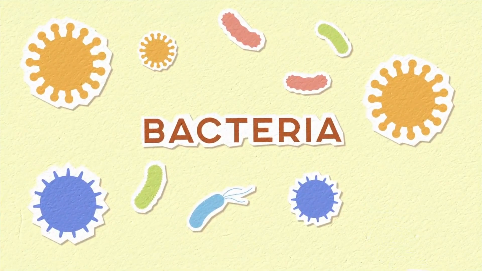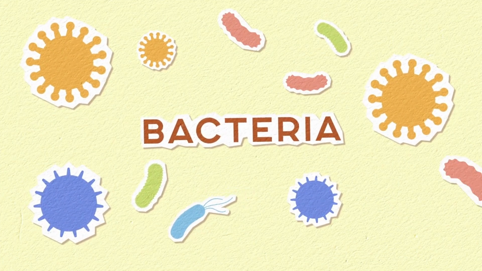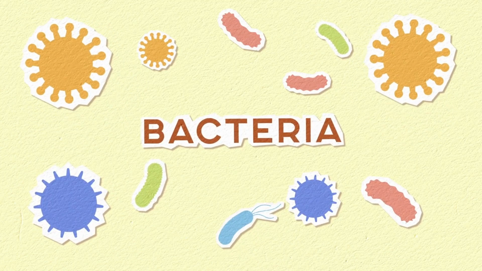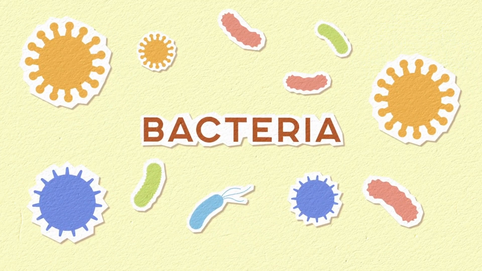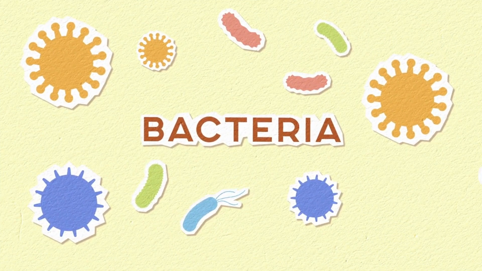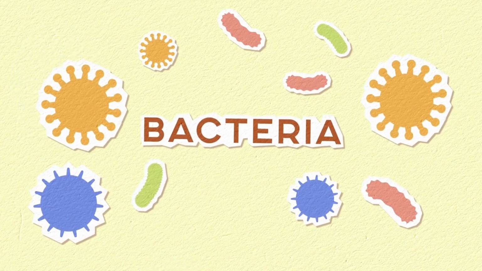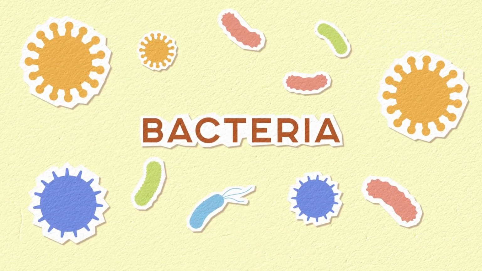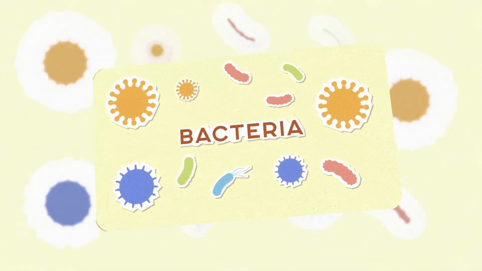Cilia and Flagella. Some cells have cilia or flagella for movement. Cilia are short, hair-like structures. Flagella are long, whip-like structures. Functions include cell movement and moving substances across cell surfaces. For example, sperm cells use flagella to swim. Cilia in the respiratory tract move mucus.